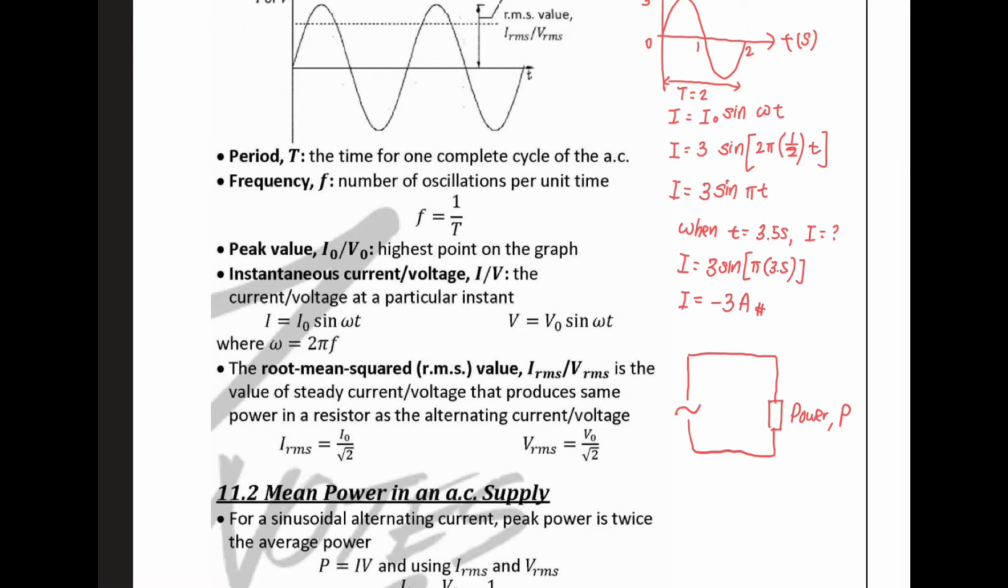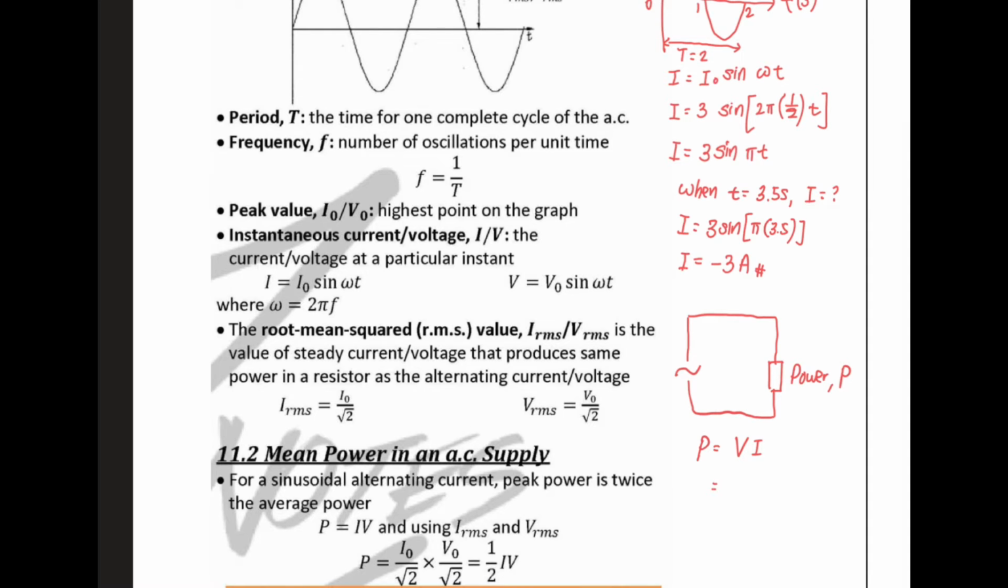The power is P, yeah? Okay, so the power of this electrical device is P. So this power P is actually P equal to VI, right?